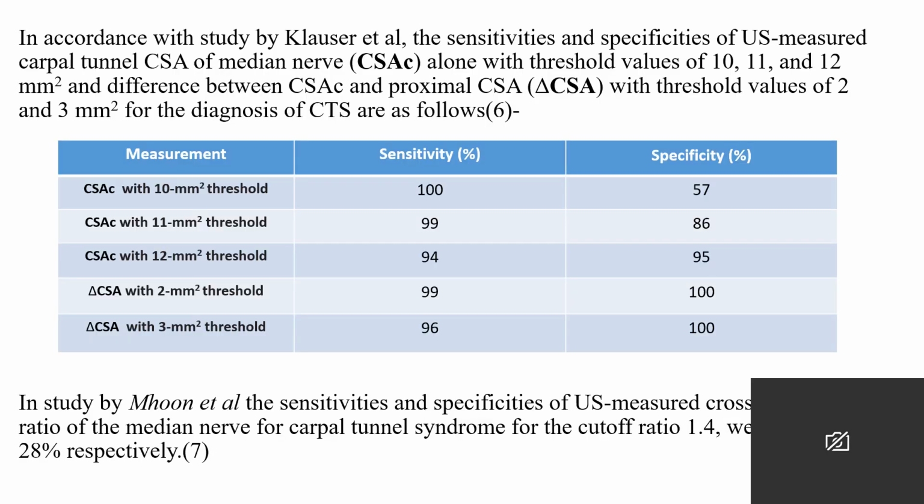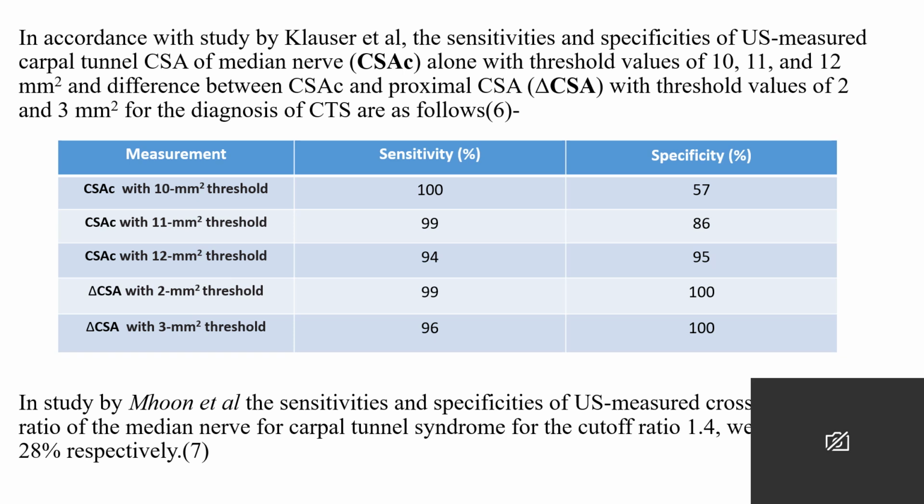In accordance with study by Kloser et al., the sensitivities and specificities of ultrasound measured carpal tunnel cross-sectional area of median nerve alone with threshold values of 10, 11, and 12 millimeter square, and difference between cross-sectional area and proximal cross-sectional area, that is delta cross-sectional area with threshold value of 2 and 3 millimeter square for the diagnosis of carpal tunnel syndrome are as follows. So 100% sensitivity was seen with carpal tunnel cross-sectional area 10 millimeter square threshold, whereas specificity was less. But specificity was 100% with delta cross-sectional area with 2 millimeter and 3 millimeter square threshold.